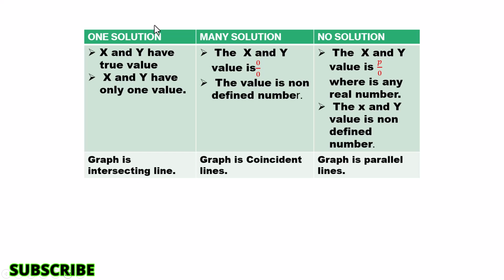For one solution, the graph is intersecting lines. For many solutions, the graph is coincident lines. For no solution, the graph is parallel lines.